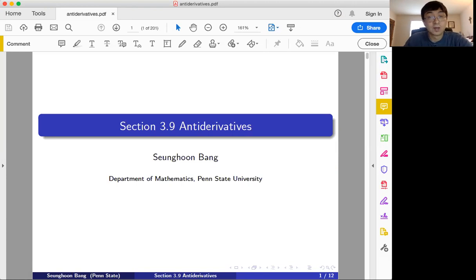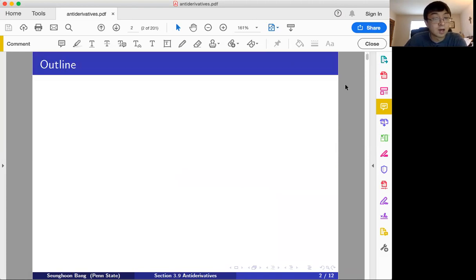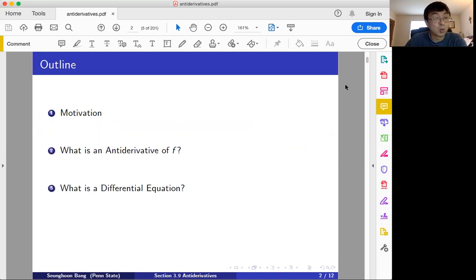Okay, today I'm going to talk about section 3.9, the antiderivatives. This is our outline. First, the motivation. Second, what is an antiderivative of f? What is a differential equation? What is the graph of an antiderivative of f?